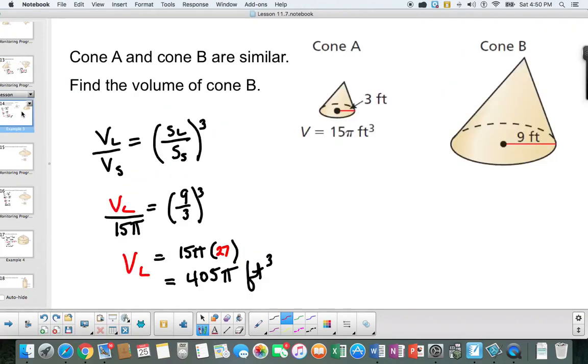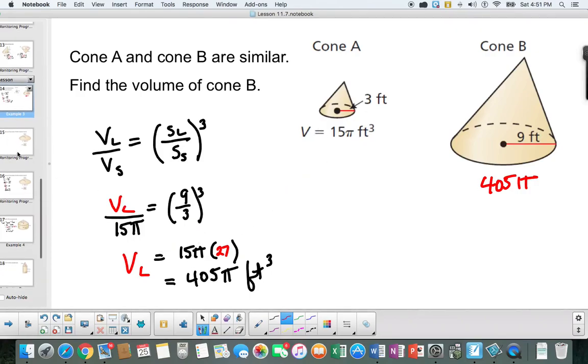All right, let's look at similarity. These two cones are similar, and we'd like to figure out the volume of cone B. So I set up my proportion here. Volume of the large, I know the volume of the small one is 15 pi. I know the scale factor is 9 to 3, which is just 3. When you take 3 and square it, it's going to be 27, and my answer will be 405 pi. I'm going to leave it at 405 pi because the volume of the small was in terms of pi as well, so that will be fine.